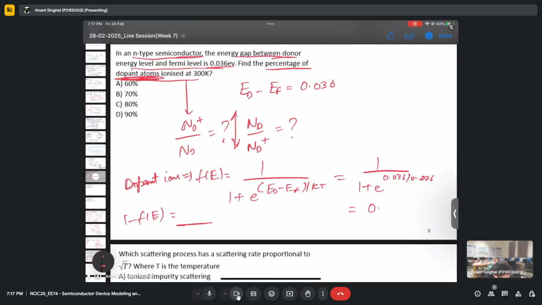0.028, sir. Let's see. So I'm getting 0.2 exactly. You are also getting the same, right? Yes, sir. So 1 minus 0.2 will be 0.8. 80%. So 80% dopant ions will be there. So option C is the correct answer. Make sense?